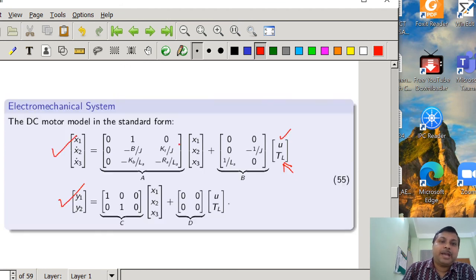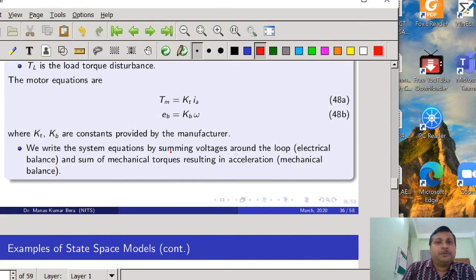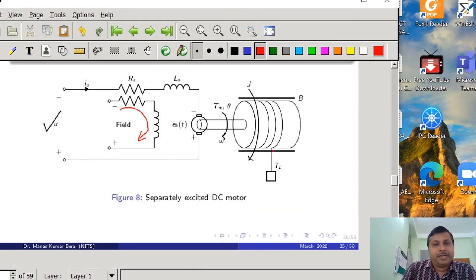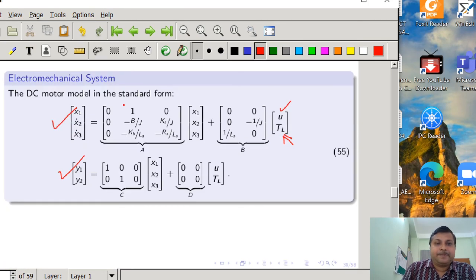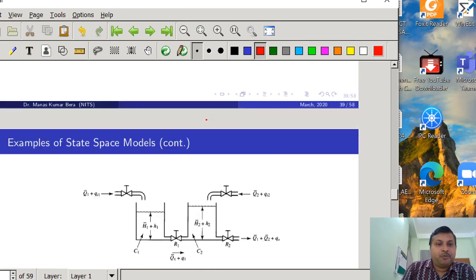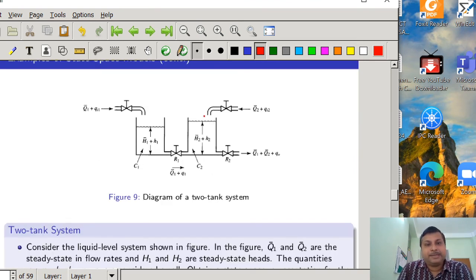So in this way, another MIMO system, a separately excited DC motor, can be represented using state space representation. We will quickly move to another representation, that of a two tank system, which is an interactive tank.